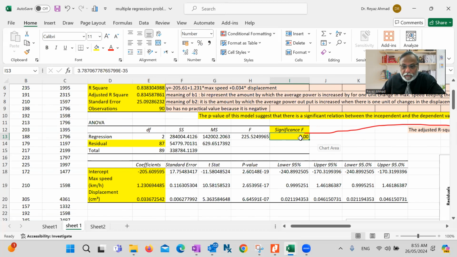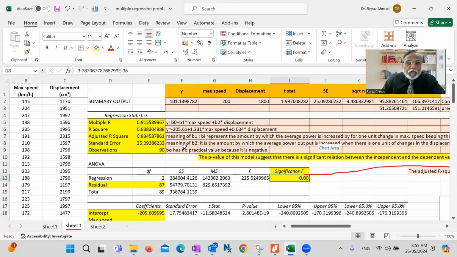So if this is less than 0.05, from testing of hypothesis, I can confirm that this model is significant, where the independent variables and the dependent variables are highly correlated, which is available from this data. This is our correlation, okay?